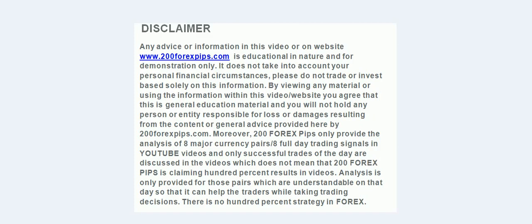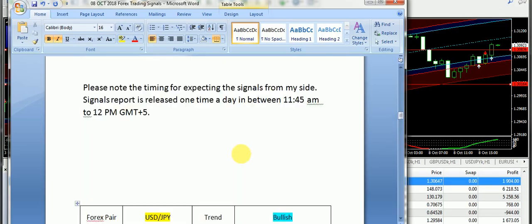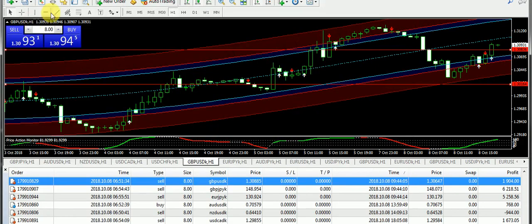I'm here with the final analysis of 8th of October 2018, and guys, we have another successful day with forex trading, and I'm going to start today's discussion from Great Britain Pound USD. So guys, I have supplied the bearish trend in case of Great Britain Pound USD. 130836 was the entry and 130164 was the target price.